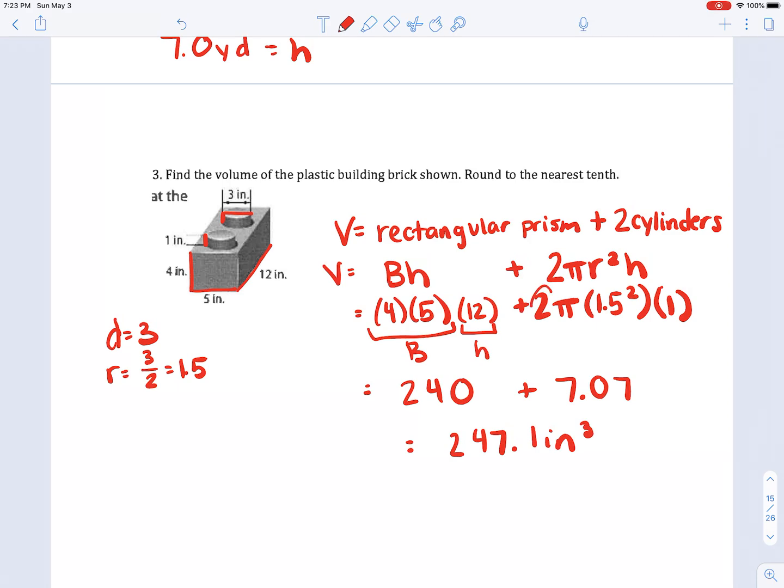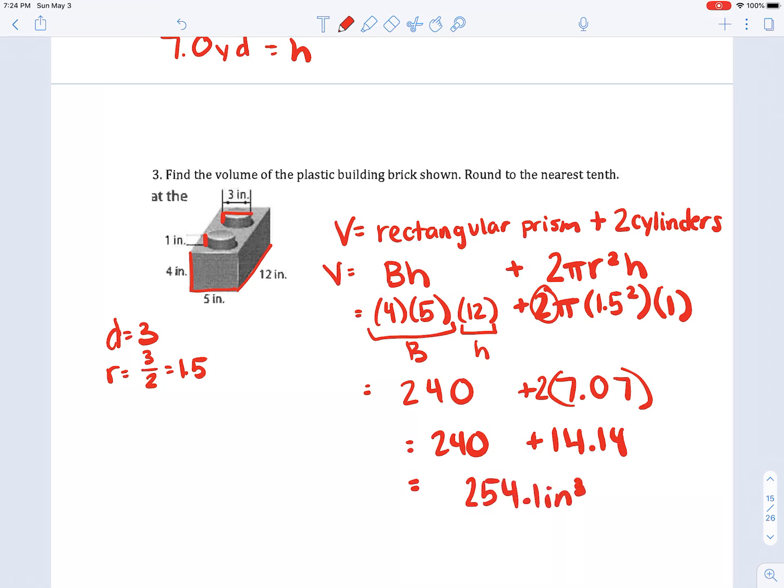I did miss something. Maybe you caught what I missed. There are 2 of these cylinders. I did not multiply this by 2. Let's fix that really quickly. So 2 times 7.07, since there's 2 cylinders, always go back and check your work, gives me a volume to the nearest tenth of 254.1. Got to include both of those cylinders on the building brick or the Lego.